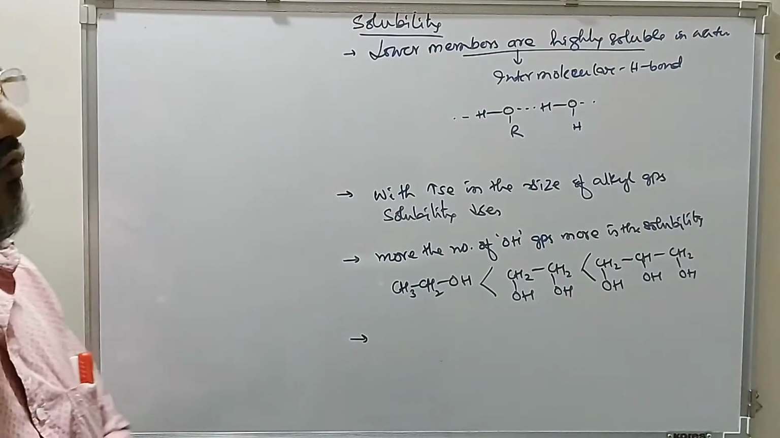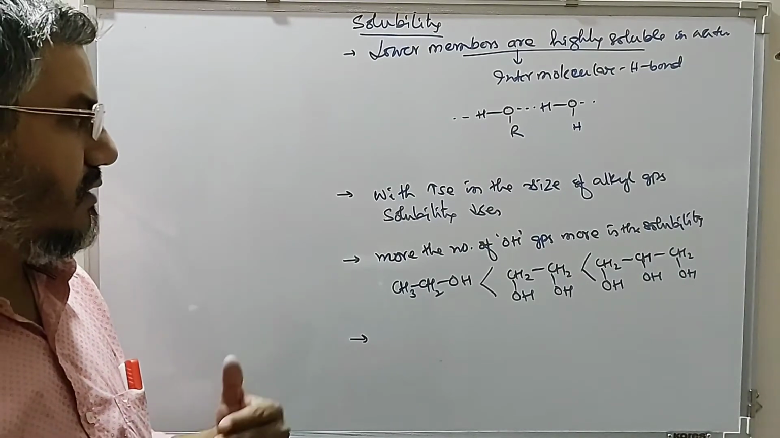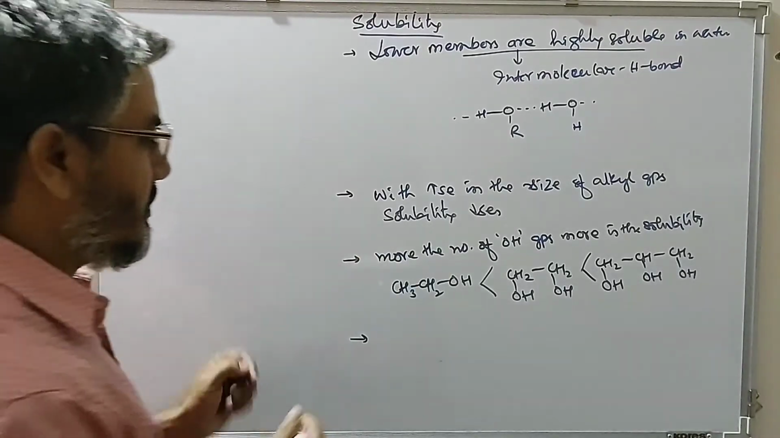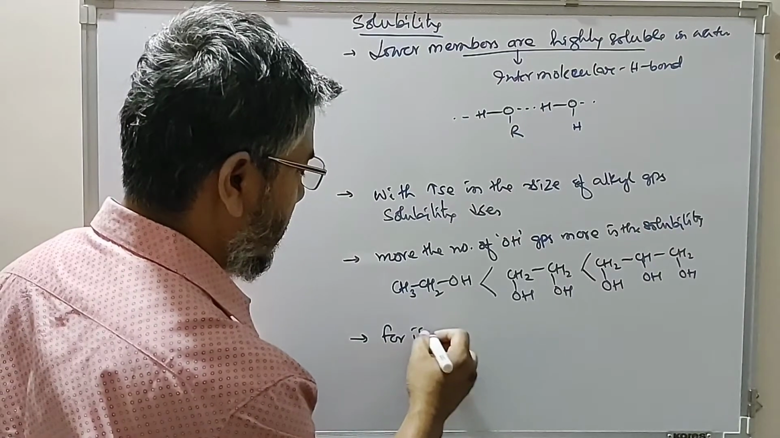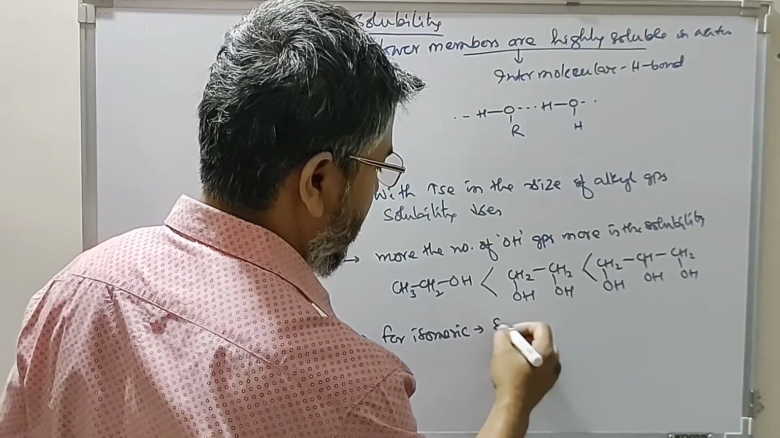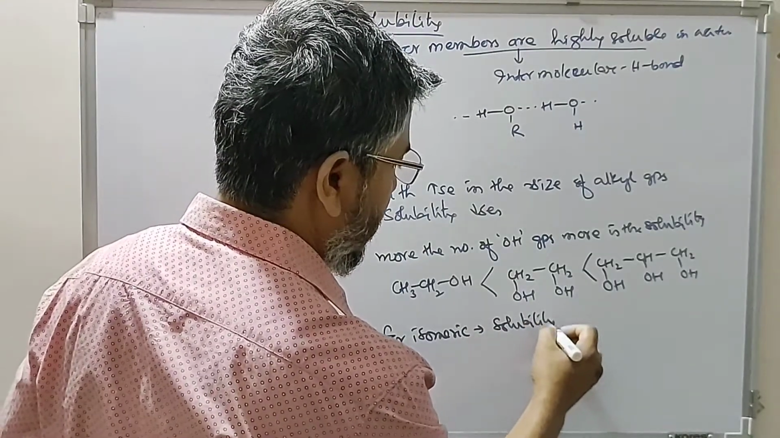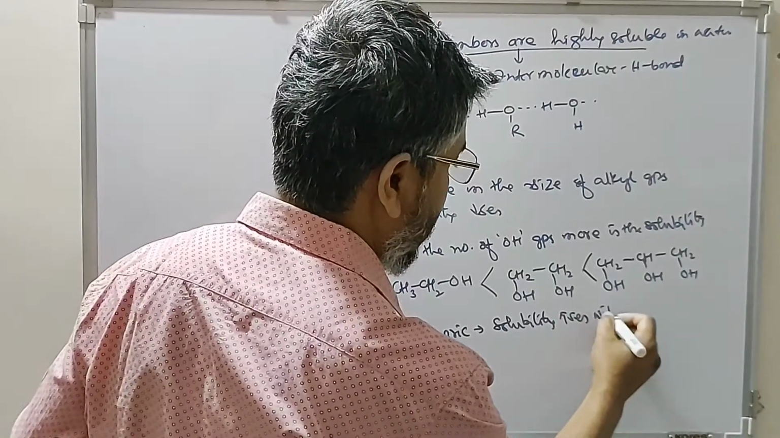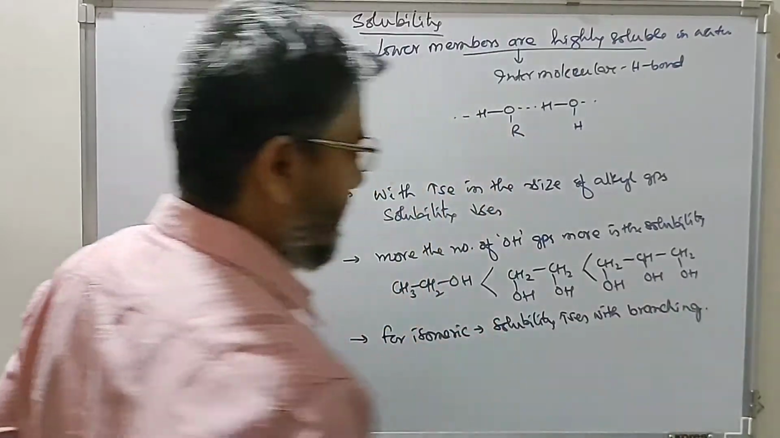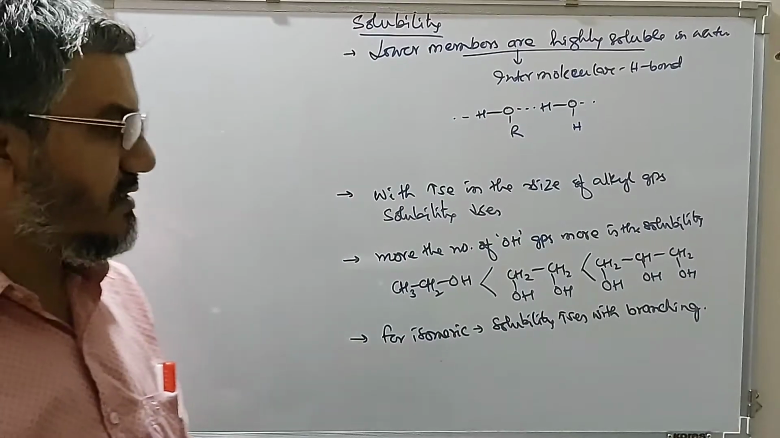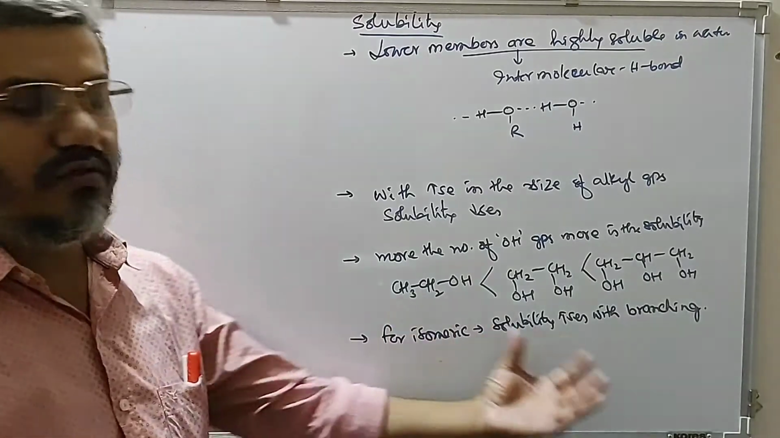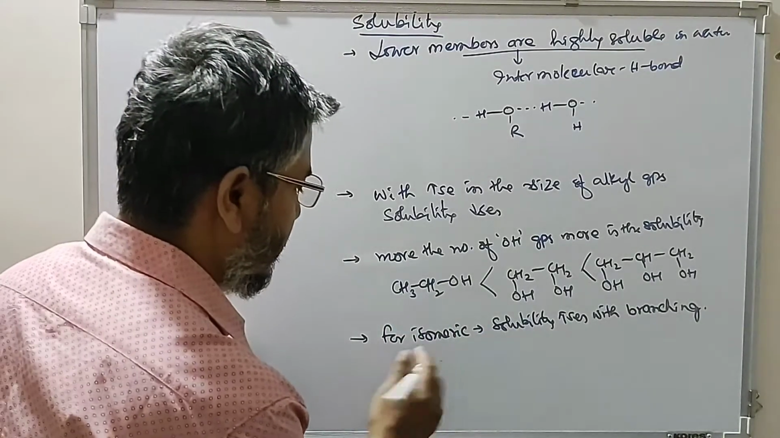Then for isomeric compounds, with increase in branching, solubility also increases. Again, with increase in branching, surface area decreases, and the molecule can be easily surrounded by more number of water molecules, hence the solubility increases. So look at this.